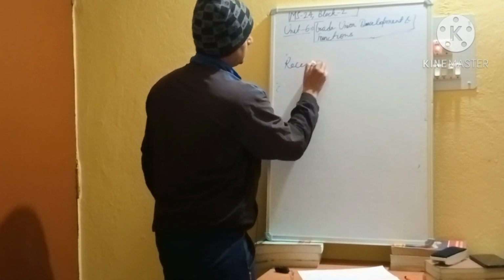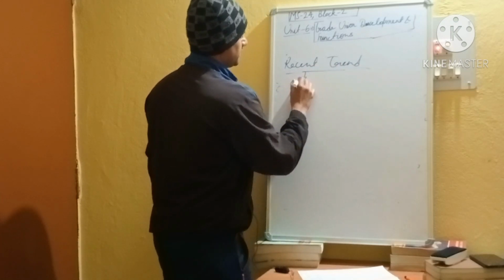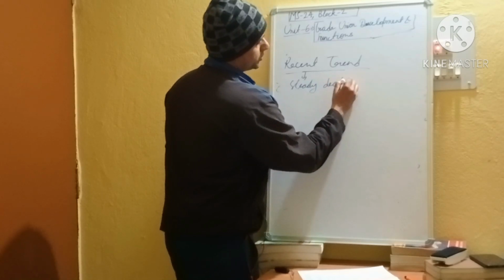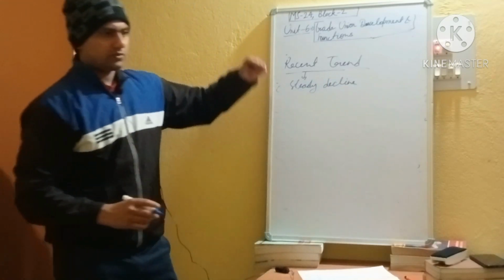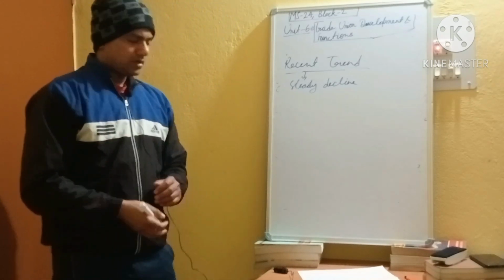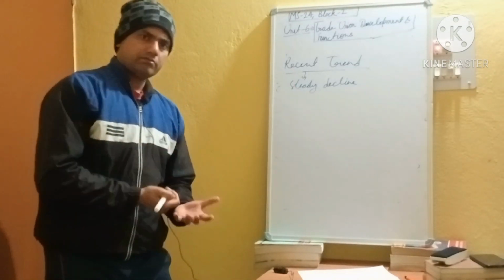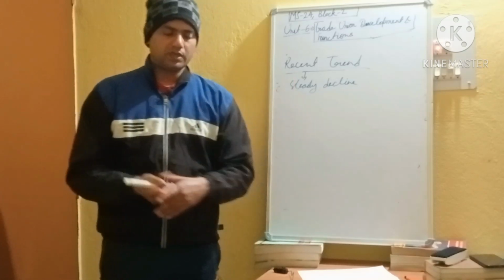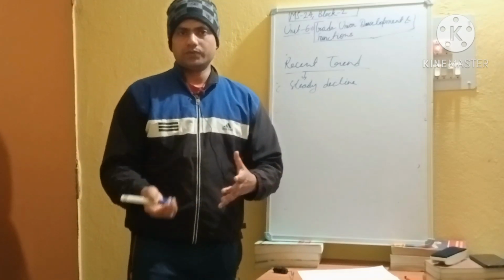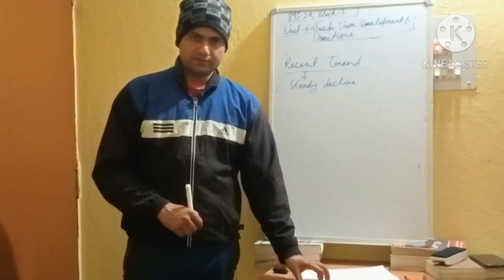So here, the recent trend of trade unions is a steady decline. It means trade unions are going downward. Their membership and their influence in India are decreasing. The number of members in different trade unions is going down, and the influence which trade unions have on the government is also going in a downward direction.